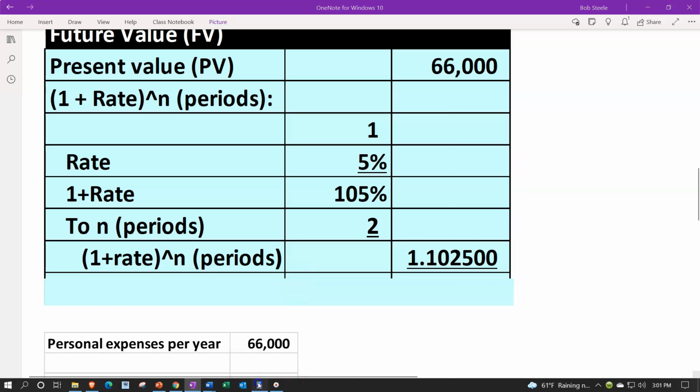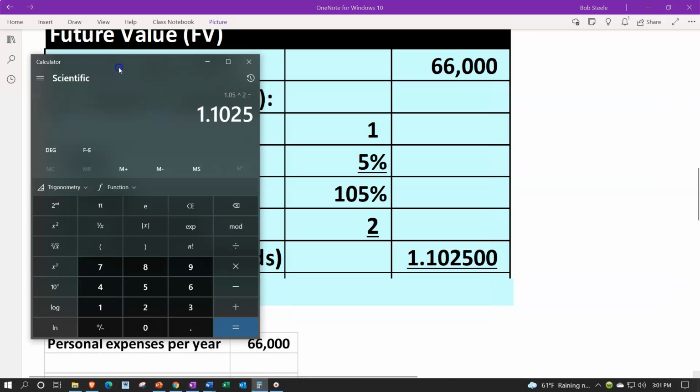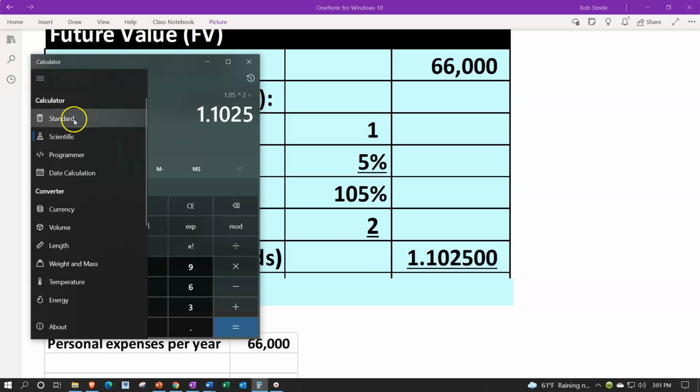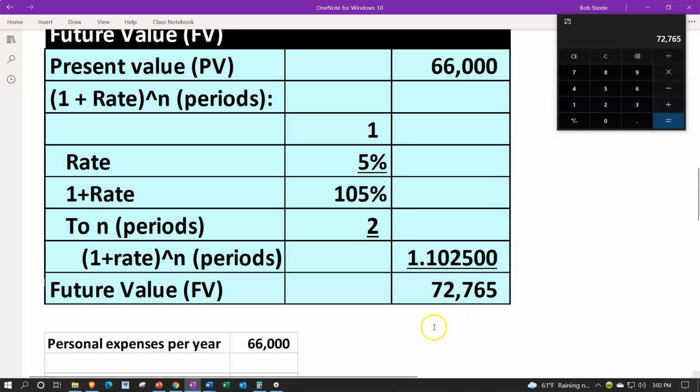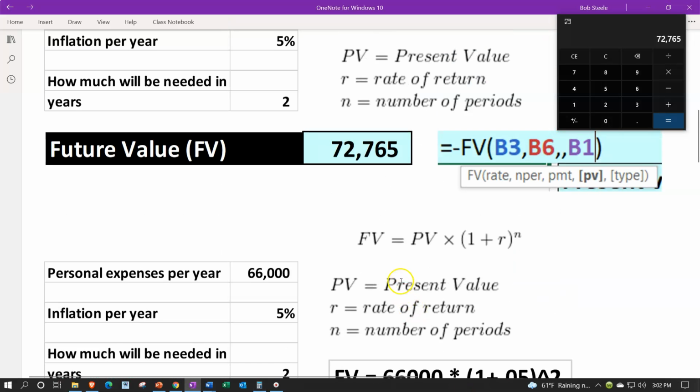And then we can multiply times the outer column over here. Let's bring our calculation back to the standard calculator. Standard calculator, 66,000 times the 1.1025. That gives us our 72,765. Same thing we got up top.